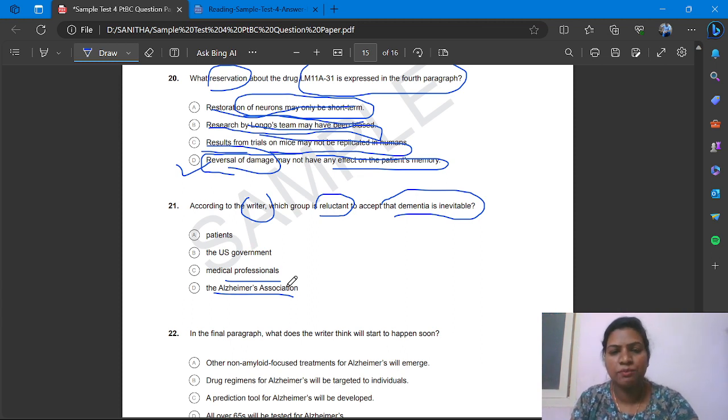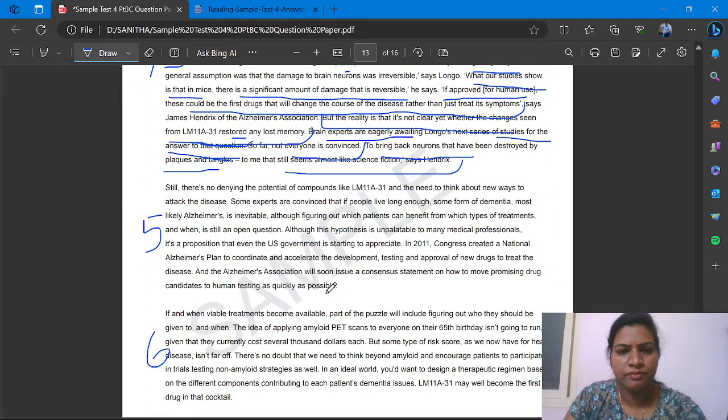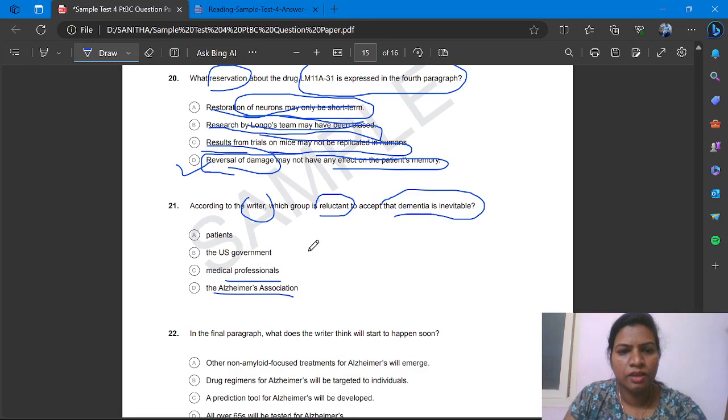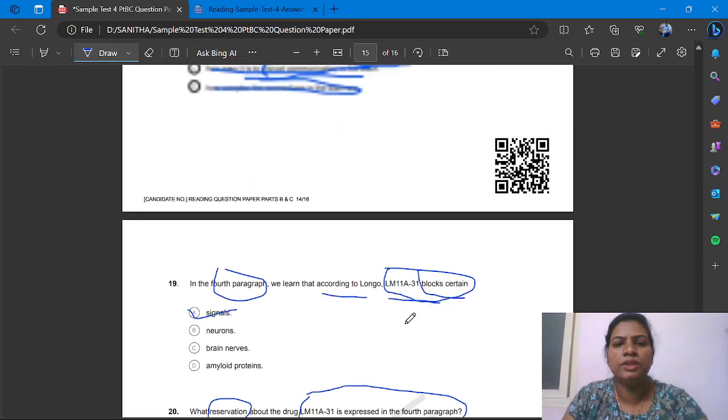I will read these options. I will read the paragraph, and you have to read the paragraph again and find out. According to the writer, which group is reluctant to accept that dementia is inevitable? Is it patients, the US government, medical professionals, or the Alzheimer's Association? Go to the next paragraph, the fifth paragraph after the fourth.